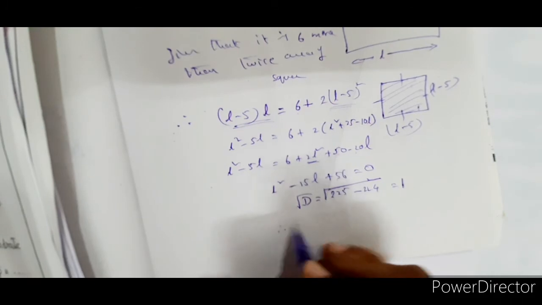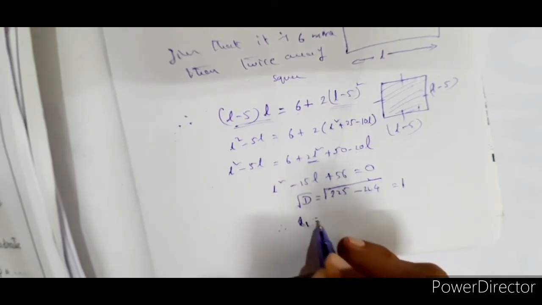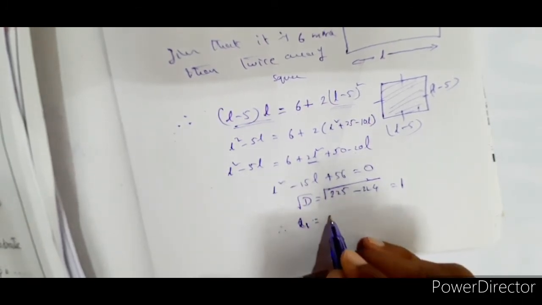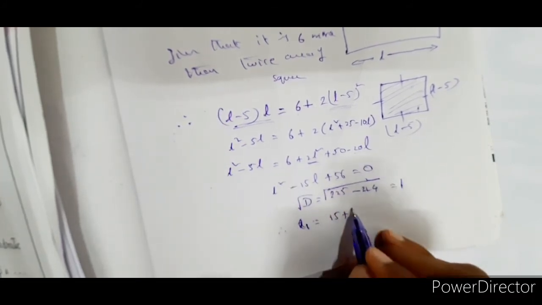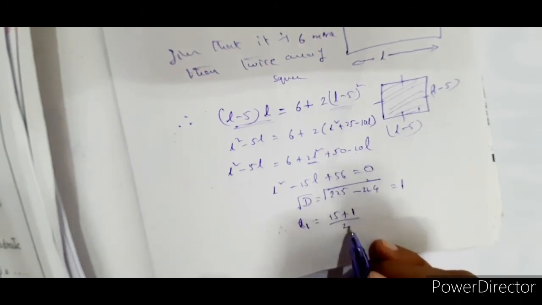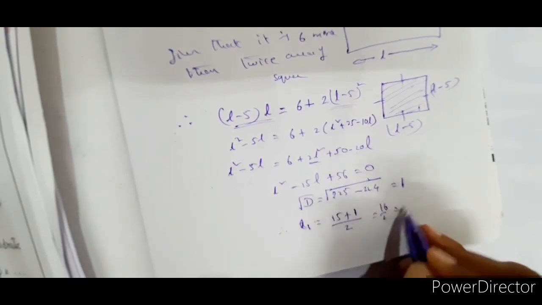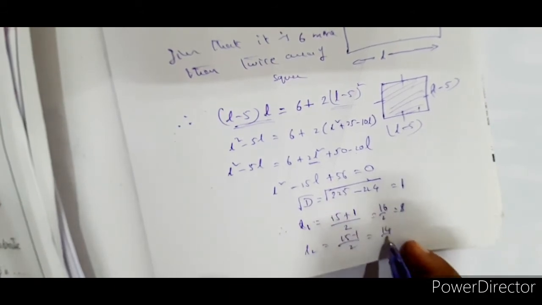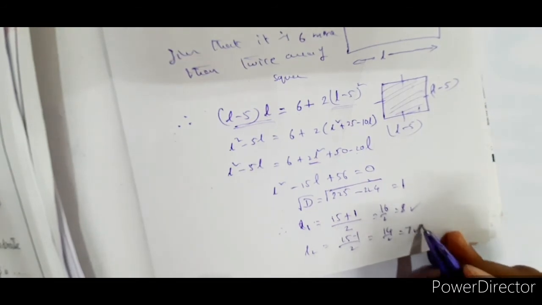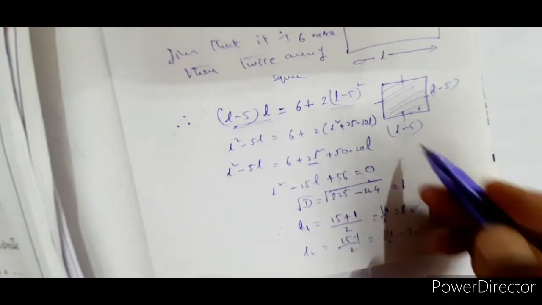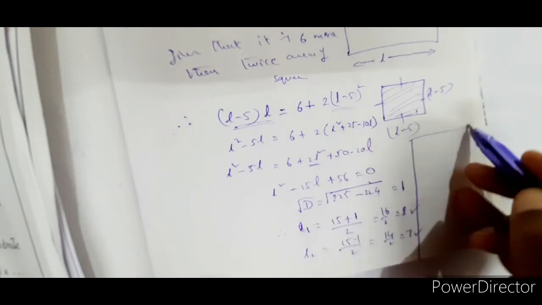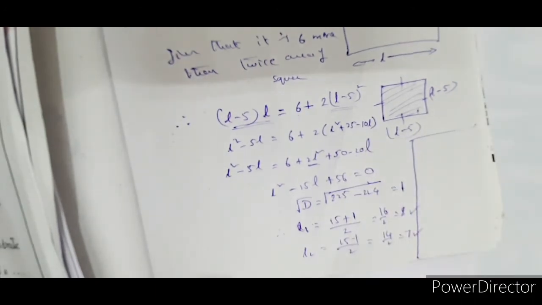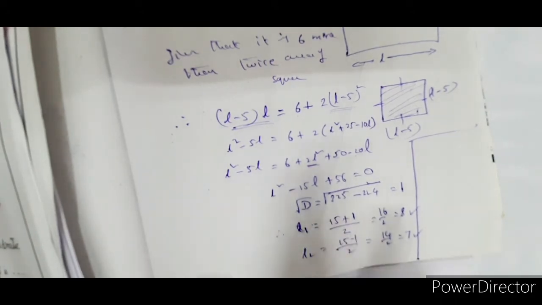So therefore now L1 is equal to minus b, that is 15, plus root of discriminant, by 2, that is 16 by 2, which is equal to 8, and L2 is equal to 15 minus 1 by 2, that is 14 by 2 is equal to 7. You got 8 and 7 to be the values of L1 and L2. So what is that you have to find out? You got two different values, two roots. That means this is possible with 2 dimensions, right?